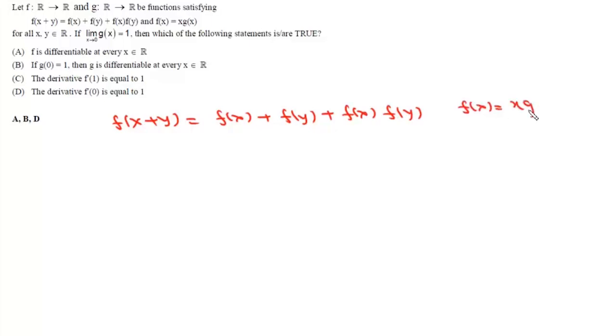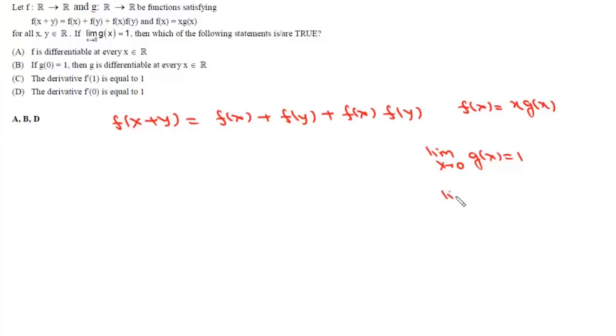Now here the question is, we are given two functions f and g, and it says f(x + y) equals f(x) plus f(y) plus f(x) into f(y), and f(x) is x into g(x). And it says if the limit as x tends to 0 of g(x) is 1, then which of the following statements is or are true?